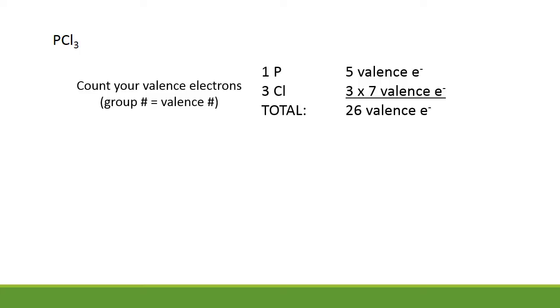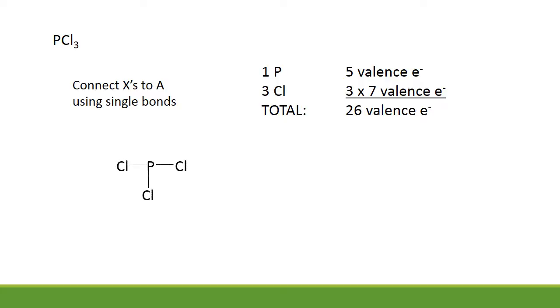So phosphorus is in group 5. It contributes 5 valence electrons to this compound. The 3 chlorines are in group 7. They each contribute 7 valence electrons, giving us a total of 26 valence electrons that we have to show as either bonds or lone pairs. Next, we're going to connect the outer atoms to the central atom, starting off with single bonds. Don't worry about multiple bonding yet. So hooking those 3 chlorines up to that phosphorus in the center requires 6 of our 26 valence electrons.